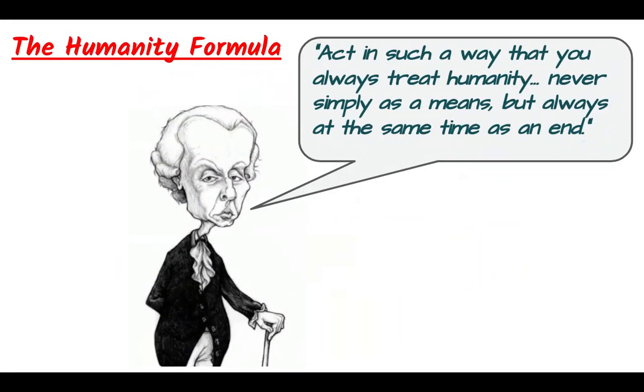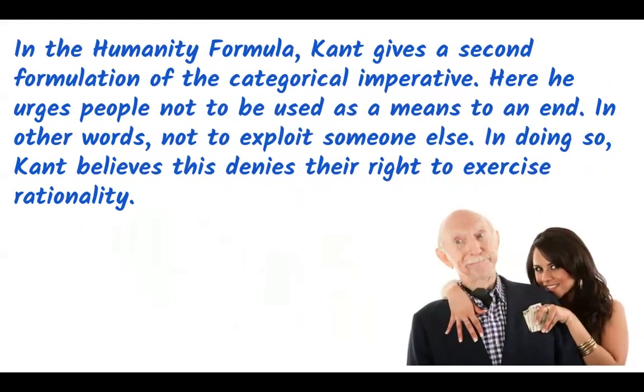Okay, the next quote that you're going to have to learn is something to do with the humanity formula, which is: act in such a way that you always treat humanity never simply as a means, but always at the same time as an end. Okay, so what does Kant mean by this? Well, in the humanity formula, Kant gives a second formulation of the categorical imperative. Here he urges people not to be used as a means to an end. In other words, not to exploit someone else. The reason why? Well, Kant believes that in doing so, that denies their right to exercise rationality.